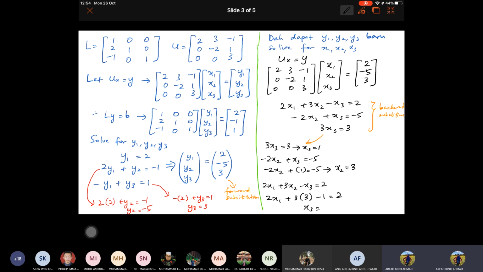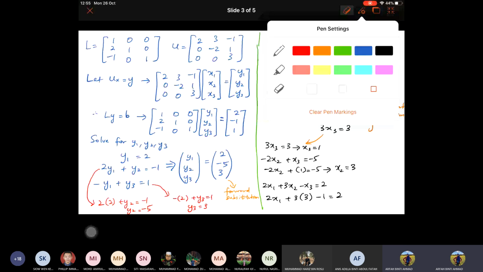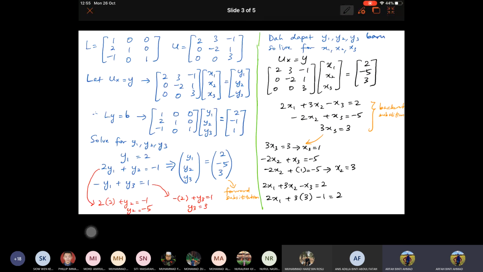So x1, not x3. Ya, x1. Negatif 3. Negatif 3 betul. Okay. X1 sama dengan negatif 3. Saya ada salah kira kat sini. Rasa betul kan? 3 kali 3, 9 tolak 1, 8. Betul lah. Okay, betul. So akhirnya dapat x1, x2, x3.